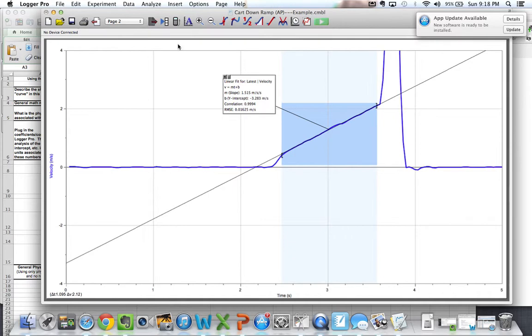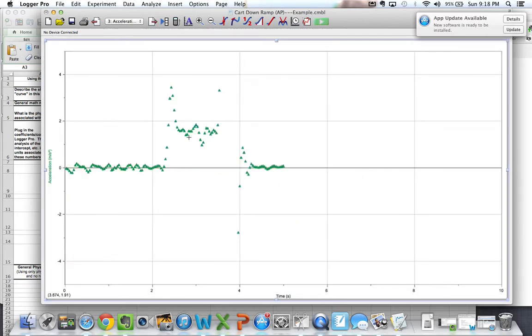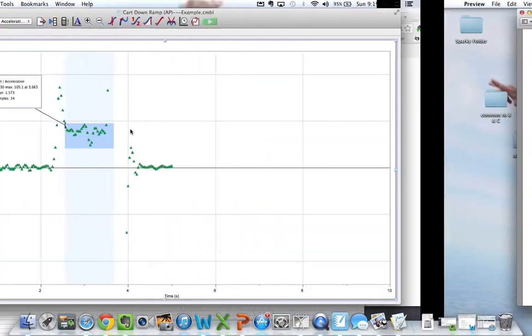And we do the same thing then for our acceleration, except in this case, you see that it's pretty constant. Our acceleration is pretty constant. So what I'm going to do then is go through and get you a mean or average acceleration value. Now, with this in mind, I want to go through and do a couple more things.